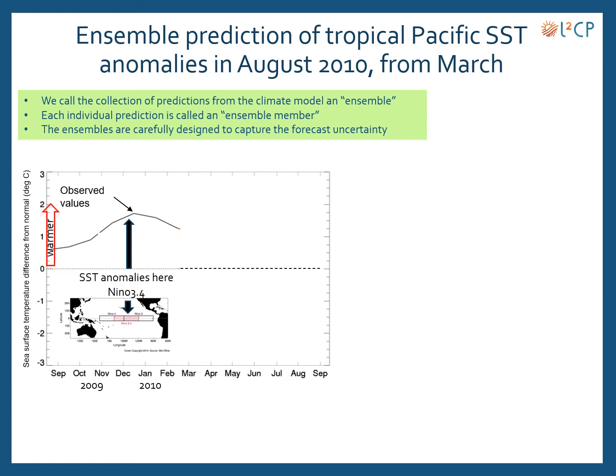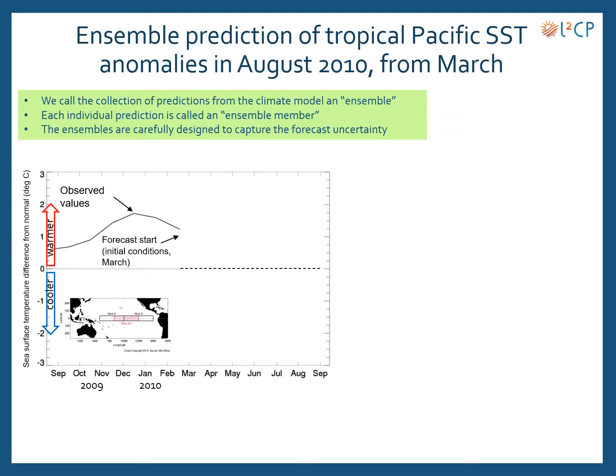Remember, we're dealing with anomalies, that's differences from normal. So the black line shows positive SST anomalies, warmer than normal, and peaking at nearly 2 Celsius above normal in December 2009, which reflects the El Nino conditions that were present around the time the forecast was made. Observations with negative SST anomalies would appear below the 0 dotted line.